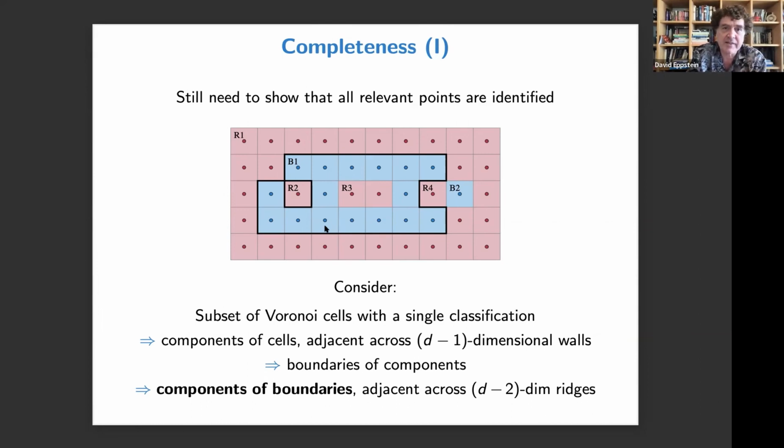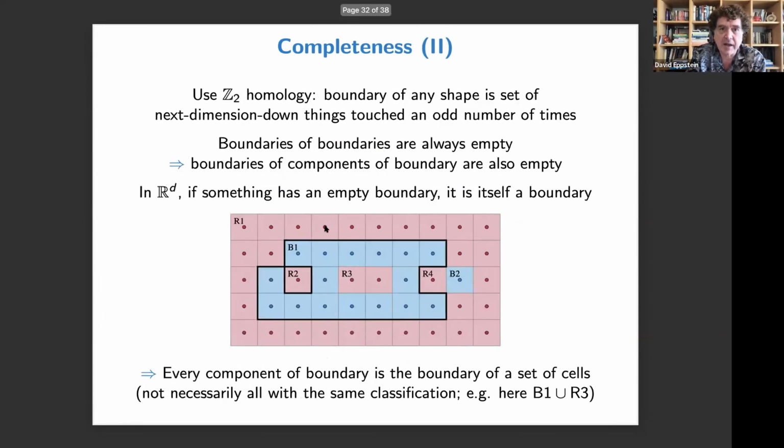The reason for doing things in this complicated way is then we can use homology. According to the theory of homology, the boundary of any shape is the set of next dimension down things that are touched an odd number of times because I'm using mod 2 homology. And boundaries of boundaries are always empty. What we're looking at is boundaries of components of boundary.